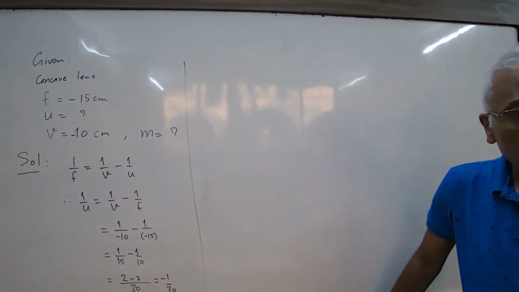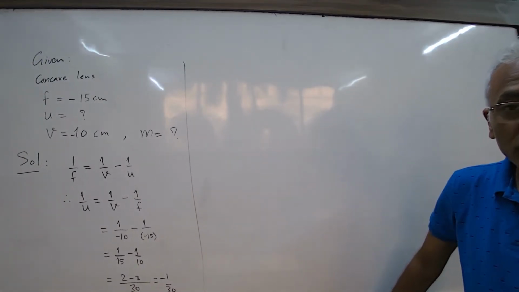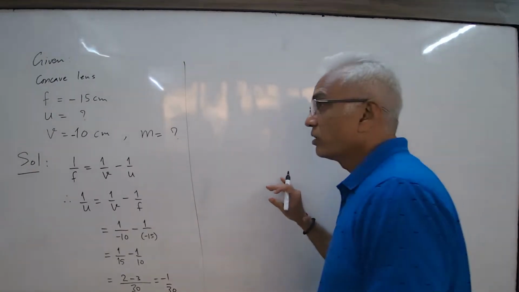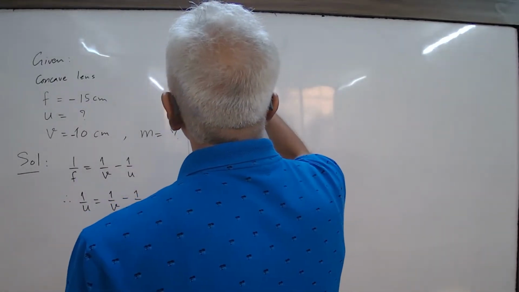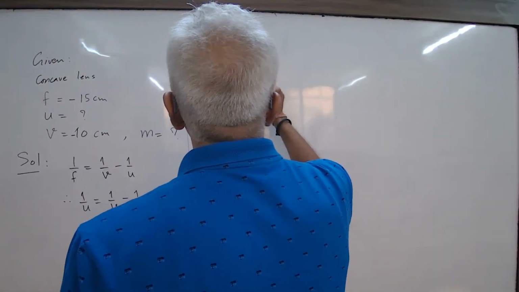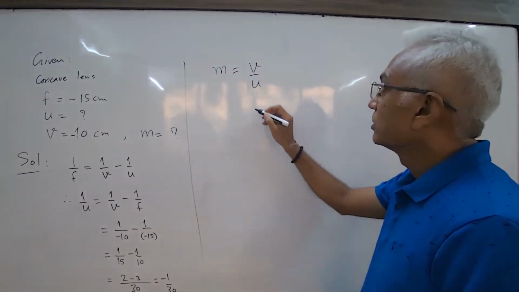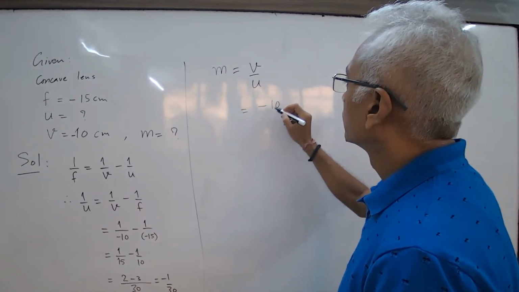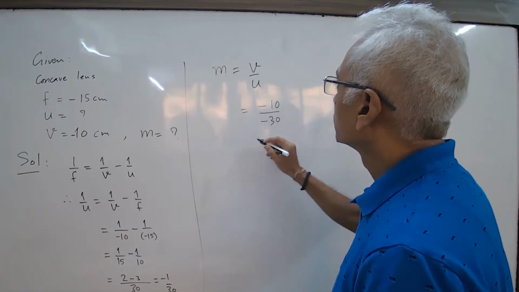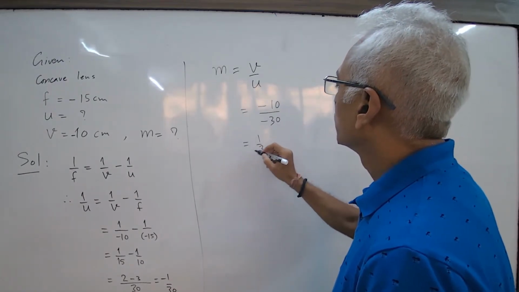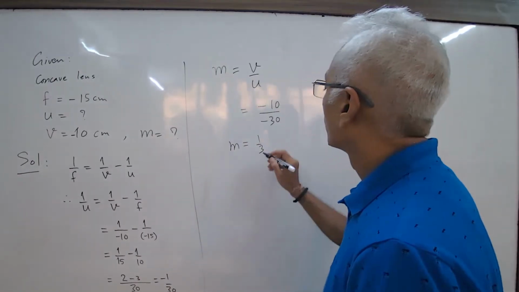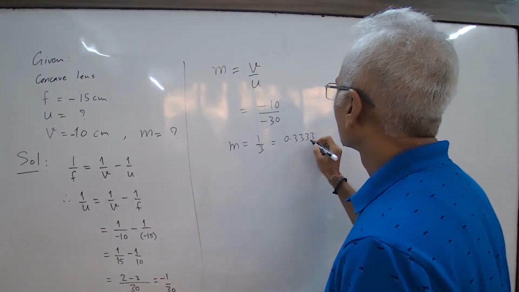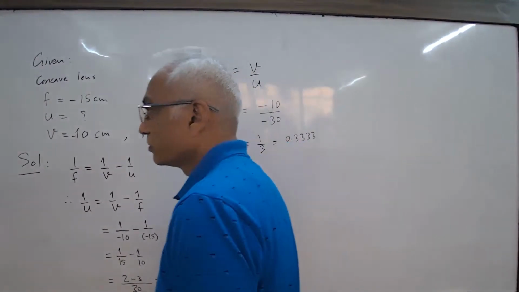Now, sir, does magnification have a unit? No, because it is the same dimension by the same dimension, length by length, a ratio of similar quantities. So now m is equal to v by u for lengths. So what is v? It is minus 10 and u is minus 30, we just found. So m is 1 by 3, 0.33, whatever. So magnification is this.